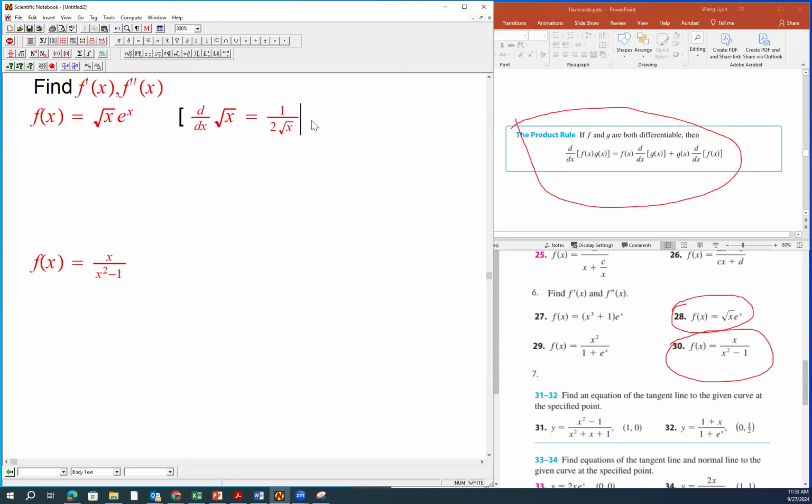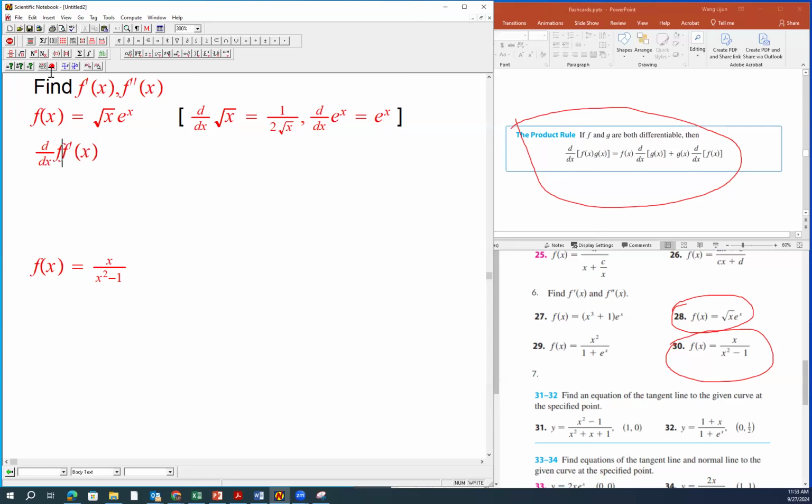We need to use these anyway, right? The derivative of e to the power x, I'm going to find it on the side. The derivative of e to the power x is e to the power x. So when we differentiate the product of the two, we just say f prime of x, or if you like to write it the other way, no problem.